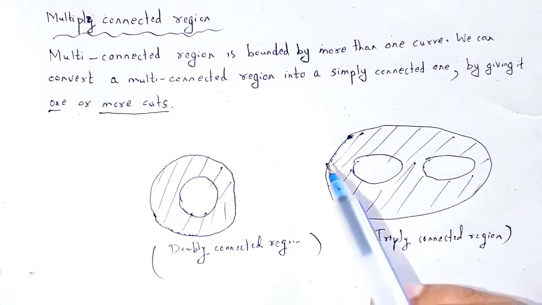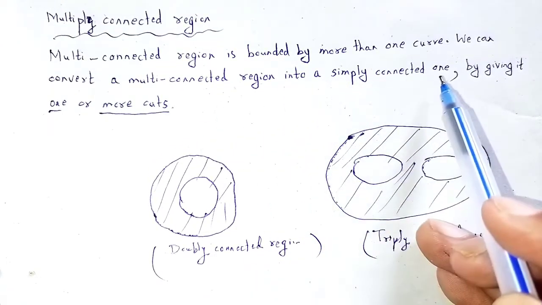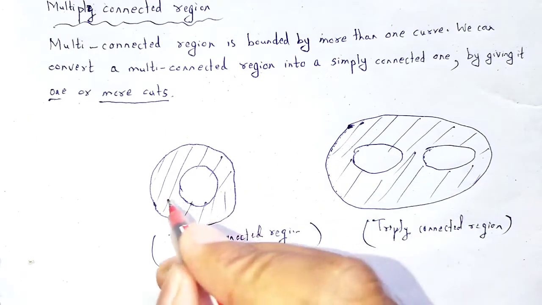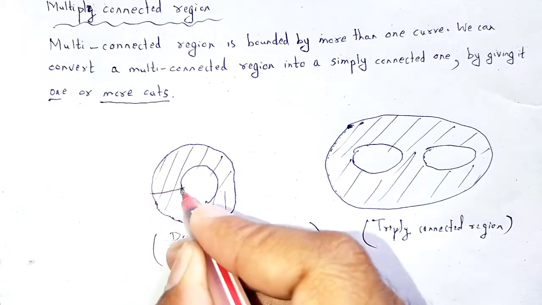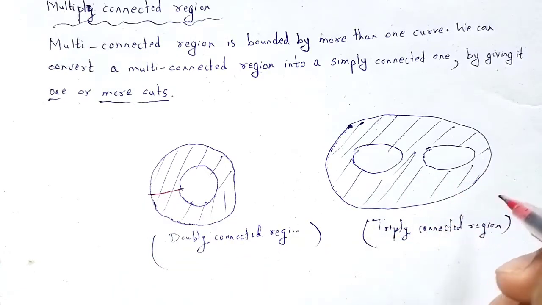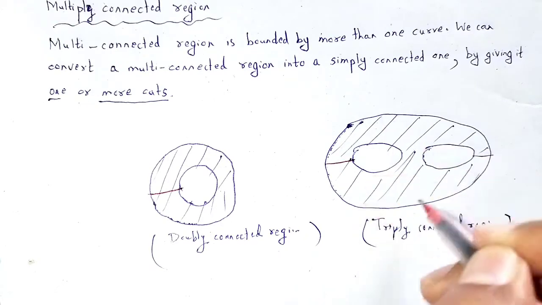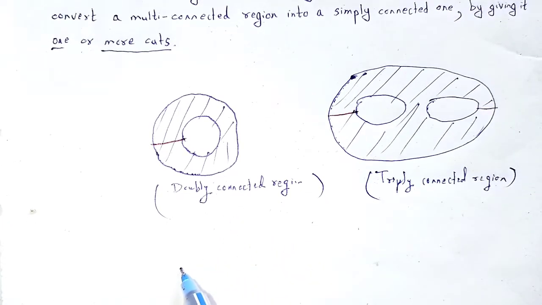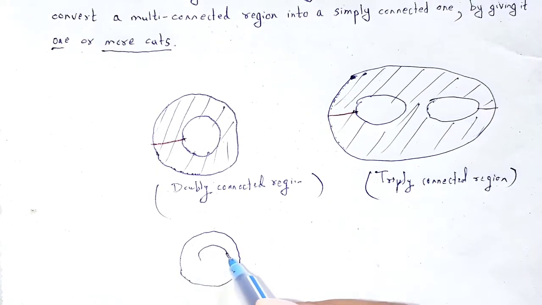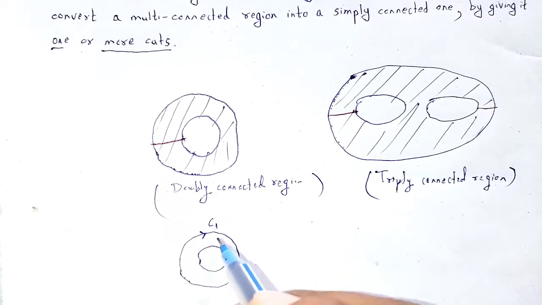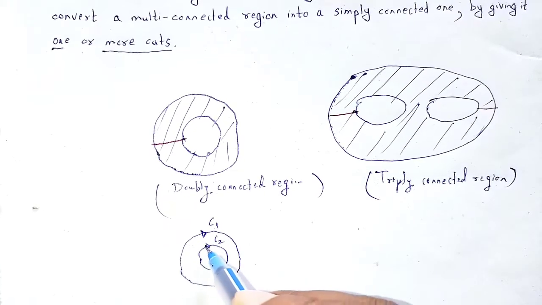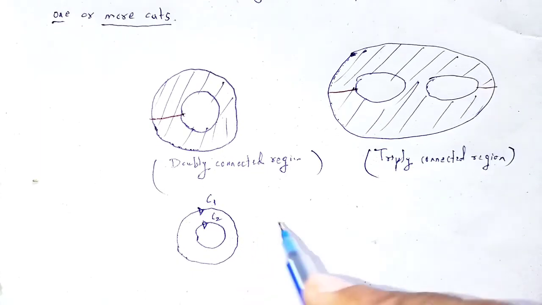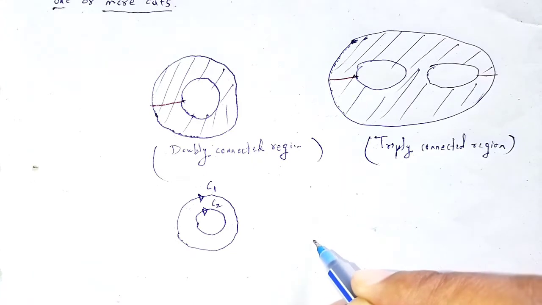And we can convert that multiply connected region into simply connected one by giving one or more crosscuts. In case of doubly connected region, I prefer one cut, and in case of triply connected region I prefer two cuts to convert it into simply connected region. In case of doubly connected region, the boundaries are referred as C1 and C2. Now I convert that doubly connected region to a simply connected region by taking crosscuts.